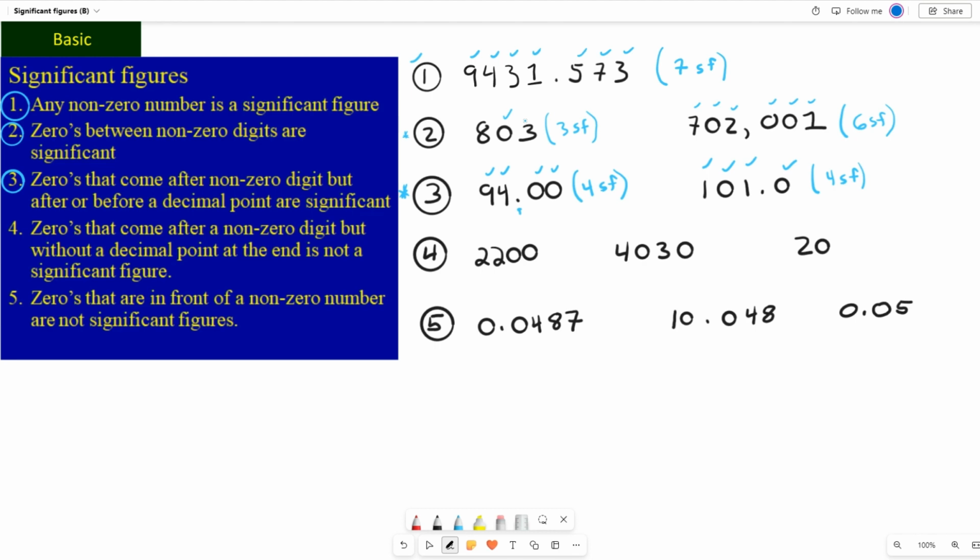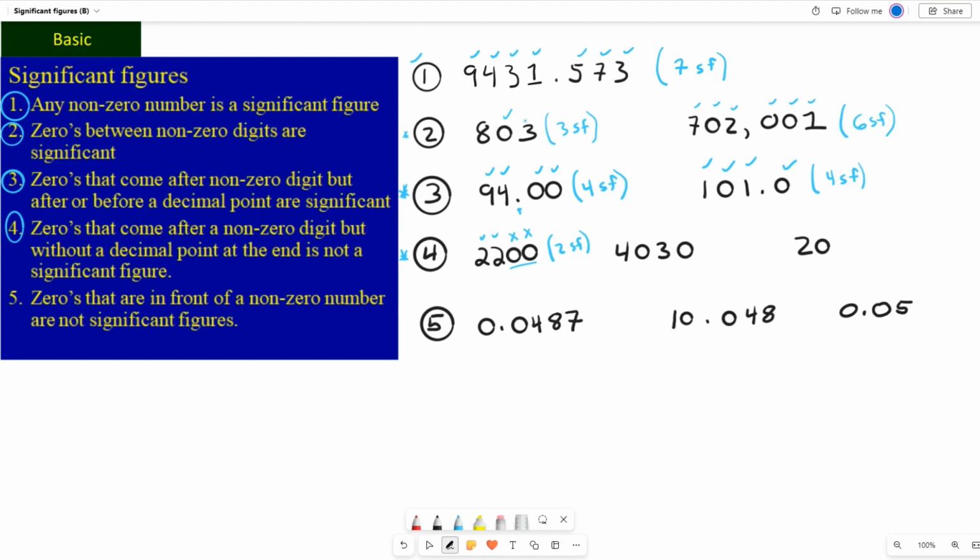So let's take a look at a case where zeros are not significant, and this is rule number 4. Zeros that come after a non-zero digit but without a decimal point at the end are not considered significant. So if we take a look at this example 4 down here, the 2200, the 2 and the 2 are significant because they're not zeros. These are zeros that come after non-zero numbers, but there's no decimal place. So neither one of these are considered to be significant. So this number here only has 2 significant figures.